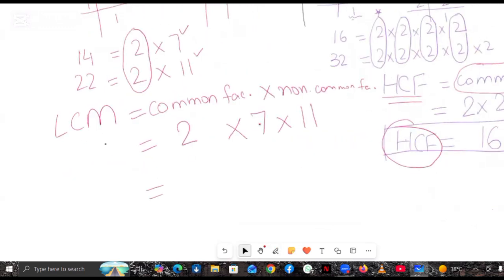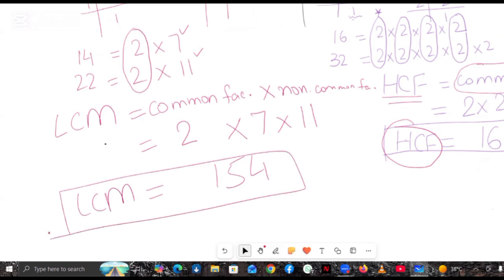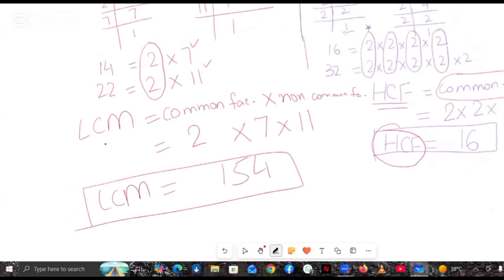2 into 7 is 14, and 14 into 11 is 154. This one is LCM. Is it clear? There is a difference just from the last. In HCF, you have to just write common factors, and in LCM, you have to write the product of common factors and non-common factors.